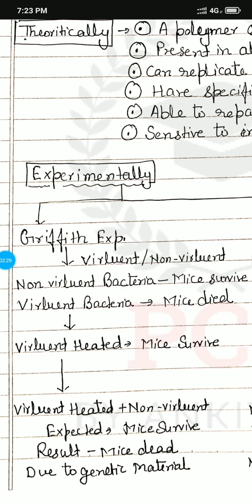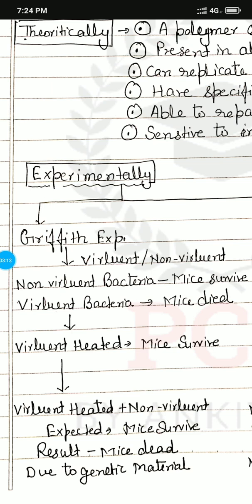The experiment goes on, and further the virulent bacteria is heated. As you already know, bacteria become inactive during heat, so the solution is heated, and because of that the mouse survived. But when this heated virulent material is combined with non-virulent bacteria, as you see, the non-virulent mouse survived also, and with the heated virulent one the mouse also survived. But when it is mixed, the expected result is that the mouse survives. But the result coming after observation is that the mouse died.